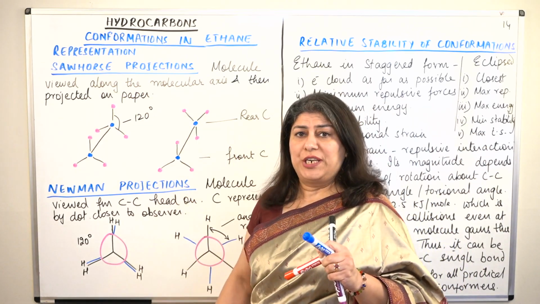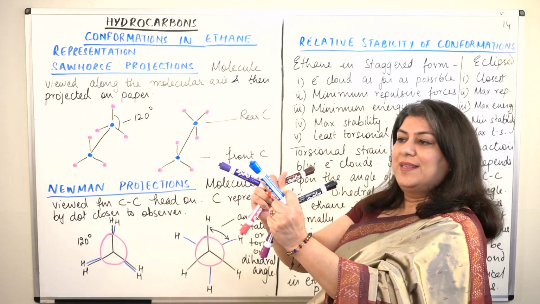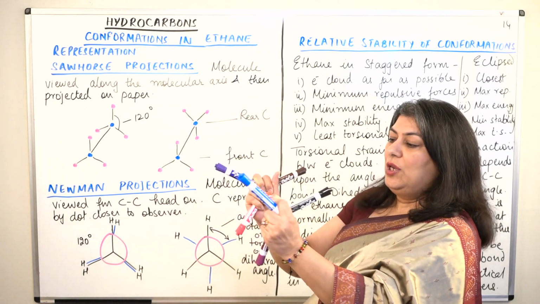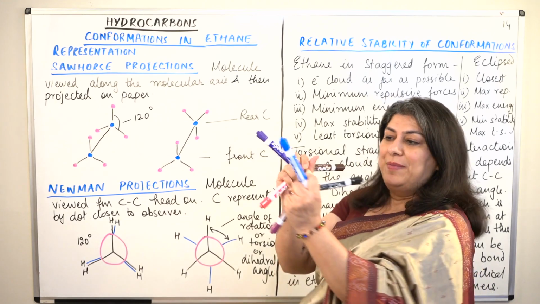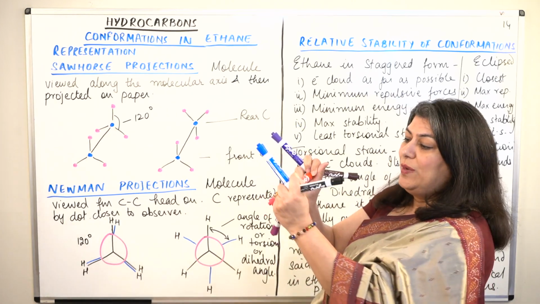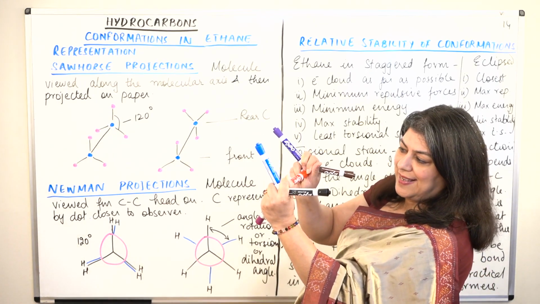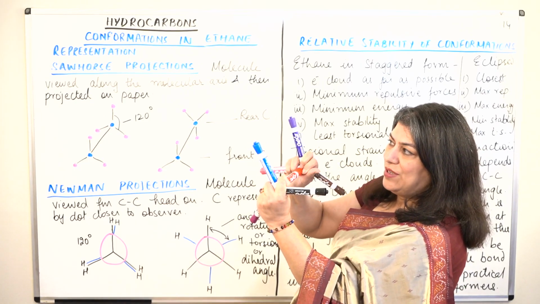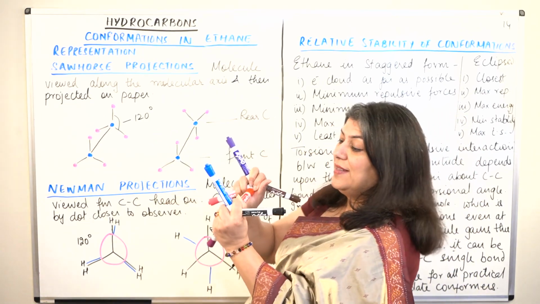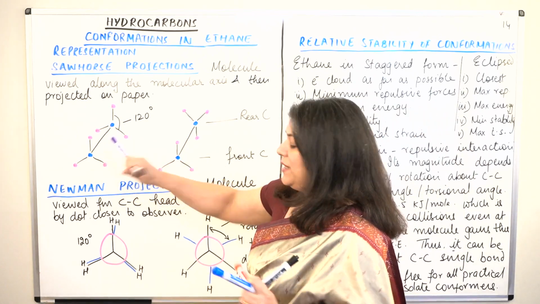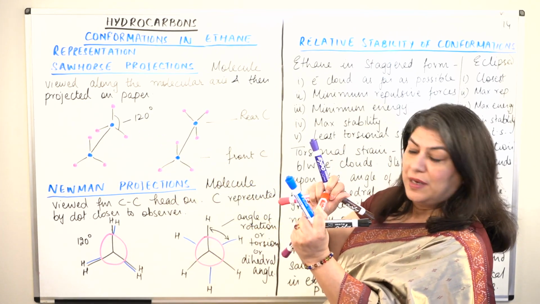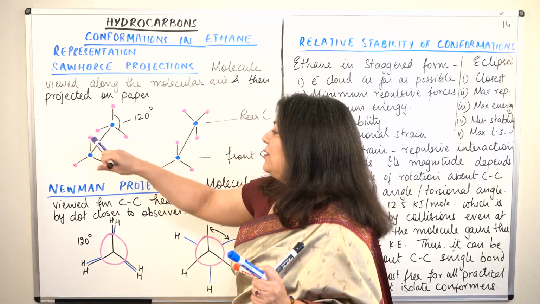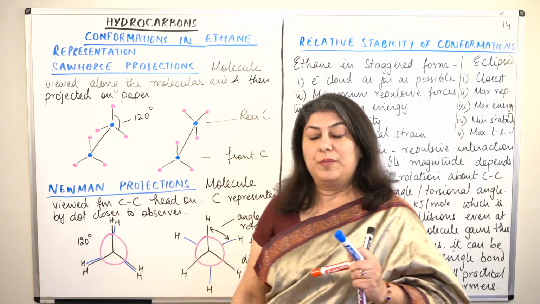In the Sawhorse projection, we try to make this structure on paper. You cannot show this red pen if I make it like this, so we show the red pen in a little slant like this. You can see this bond, the red pen, is showing you the carbon-carbon bond. These 3 are the carbon-hydrogen bonds on both the carbons.